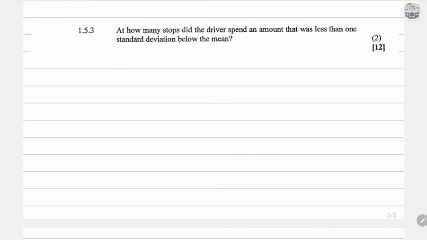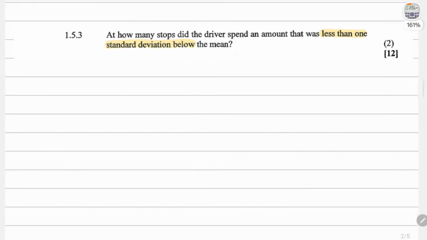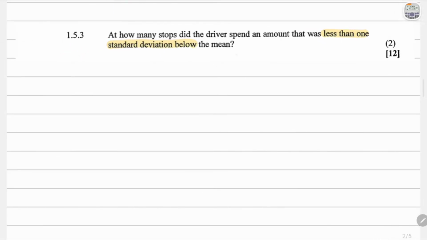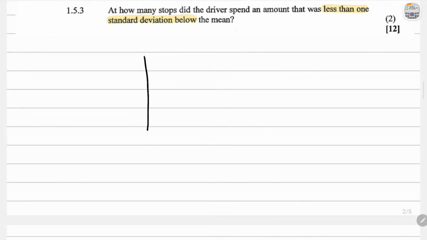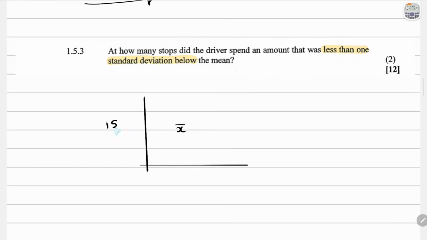Question 1.5.3 says, and how many stops did the driver spend an amount that was less than 1 standard deviation below the mean? So this is specifically 1 standard deviation below the mean. Just looking at it as a graph, let's say you had your mean, maybe here. That's the mean value, and we know the mean already. It is 150 Rand.